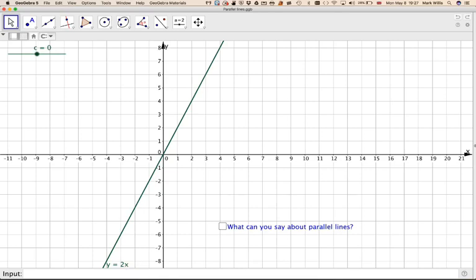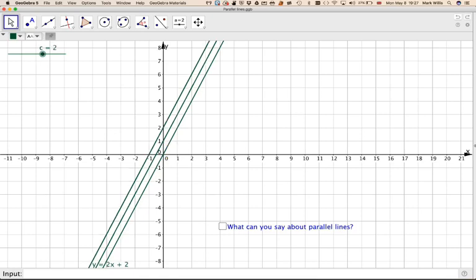Now if we move it up, we get another line which is parallel to it. What do we mean by parallel lines? Well, parallel lines never get any further apart or any nearer. They're always exactly the same distance apart. This new line will have the equation y = 2x + 1, the same gradient, plus 1. The gradient's 2, but now it goes through the y-axis at 1.